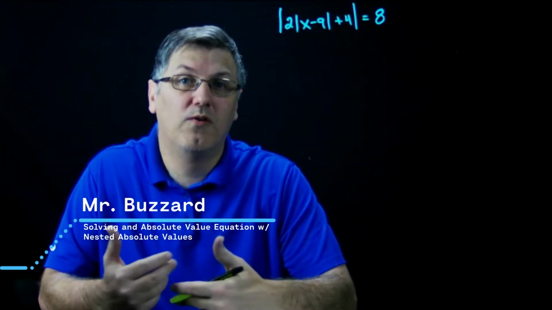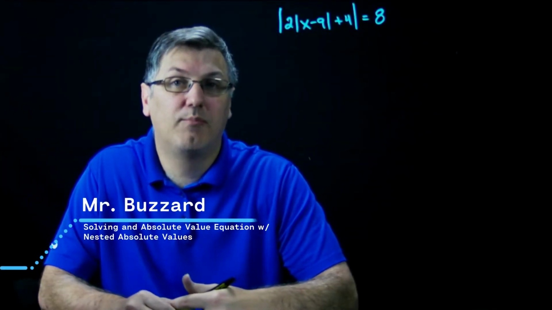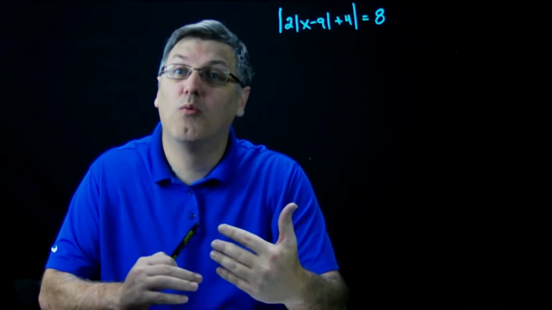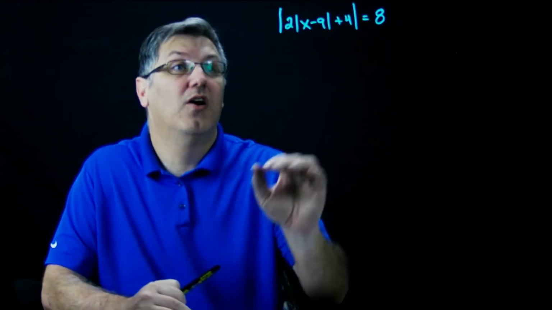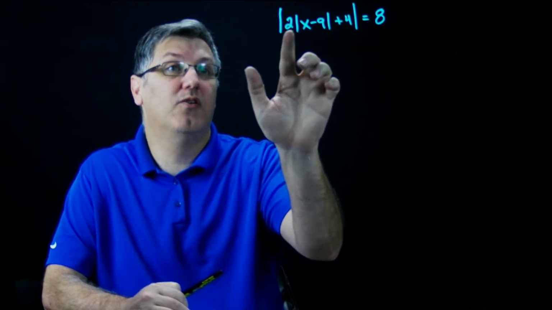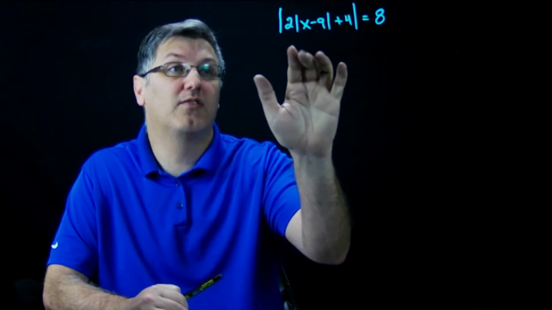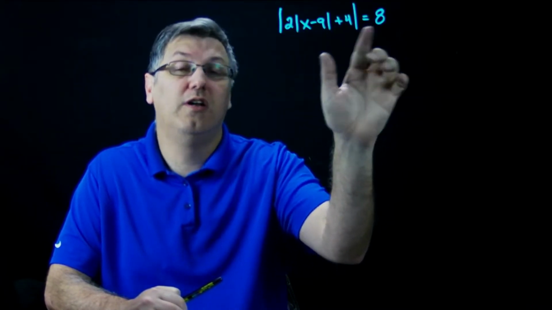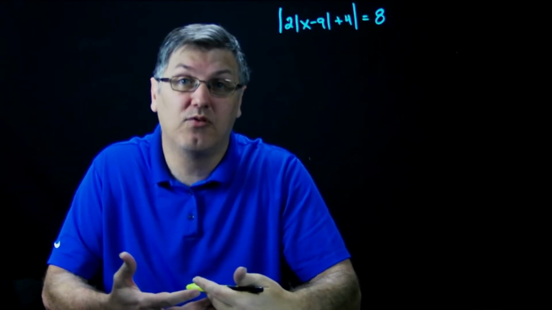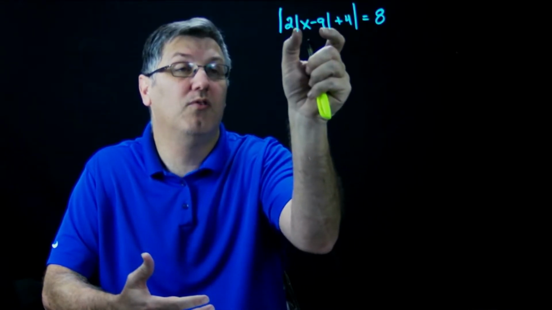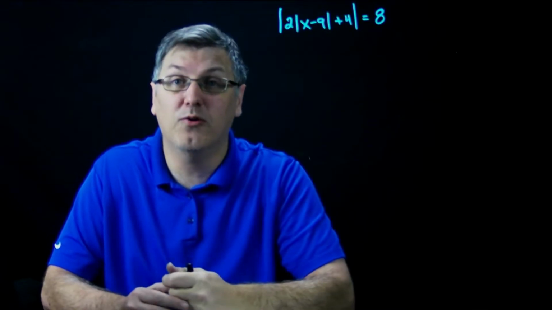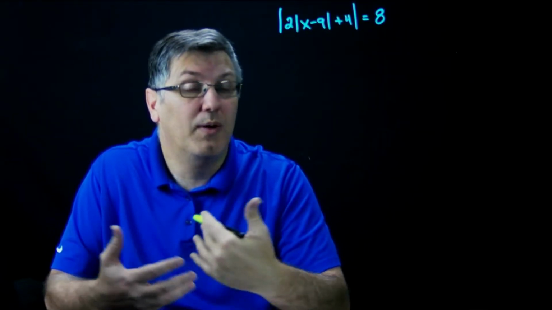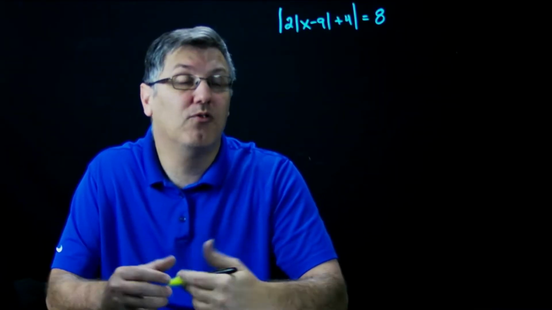So I'm going to go over how to solve an absolute value equation when absolute values are nested. In this problem right here, the absolute value of 2 times the absolute value of x minus 9, plus 4, equals 8. These are actually nested absolute values because you have one absolute value inside the other absolute value. We're going to basically solve 2 different absolute value equations.